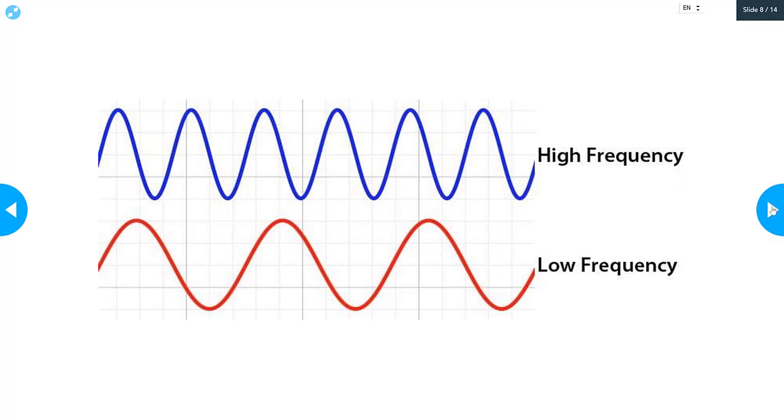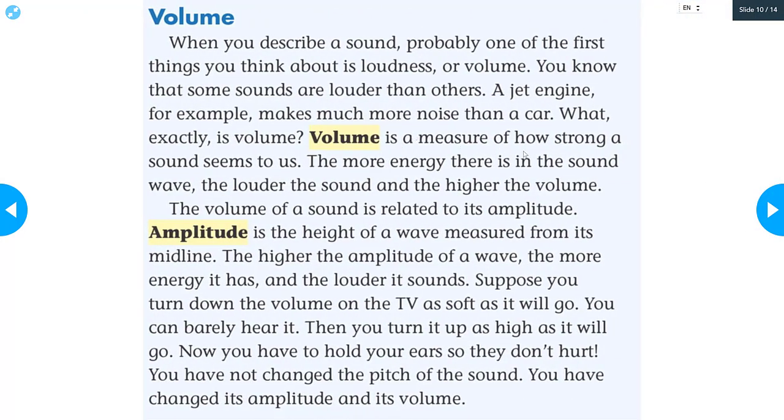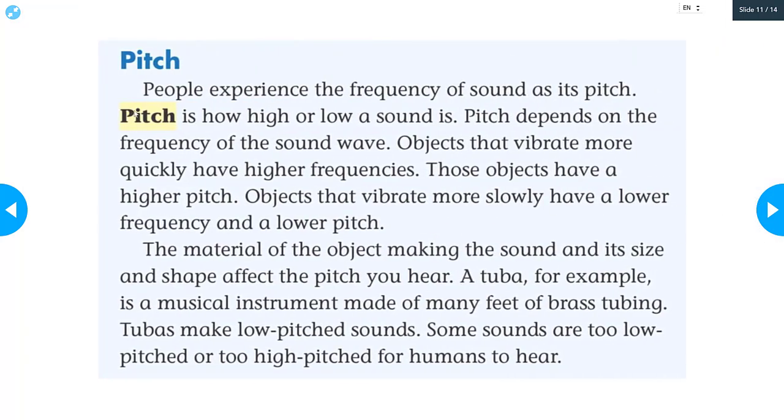Okay, how do we distinguish between high frequency and low frequency? The volume is a measure of how strong a sound seems to us, and it depends on the amplitude of the sound wave. Amplitude is measured from its midline. What about pitch? Pitch is how high or low a sound is, and pitch depends on the frequency of a sound wave.